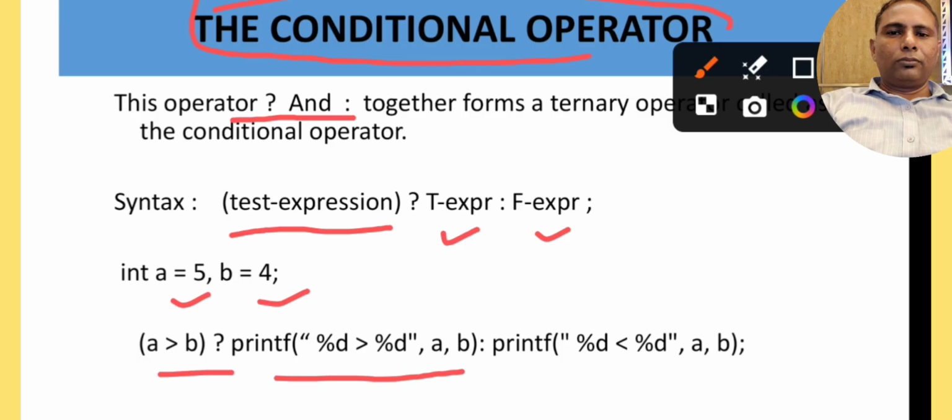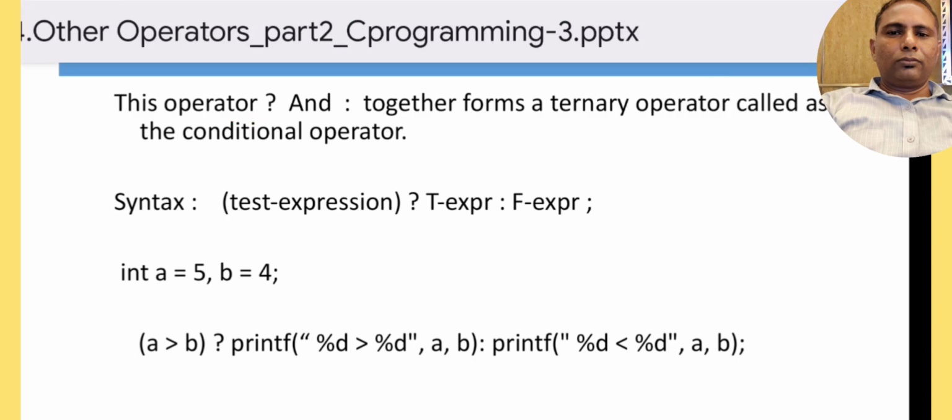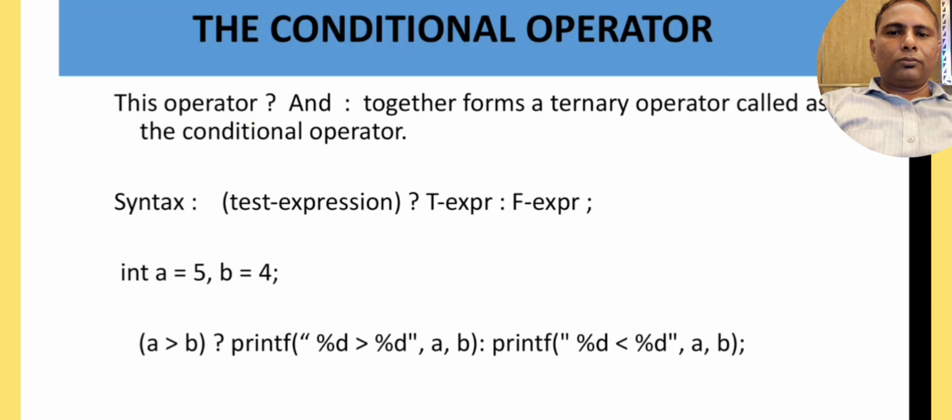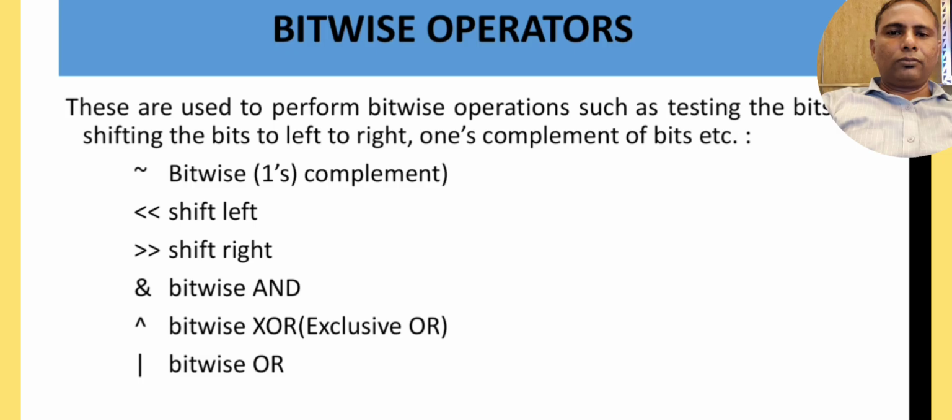If a is not greater than b, then here we write the true condition. After the colon, we write the false condition. So this is one example of the conditional operator. The conditional operator is also known as the ternary operator, because here we are checking three conditions.